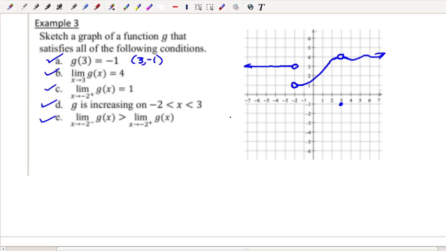So always a good idea to double check that you've met all the conditions, and this graph could end up looking in several different ways as long as we meet those conditions. So your graph may not look exactly like what you might see in the answer key, but as long as you've met the conditions, you are good to go.